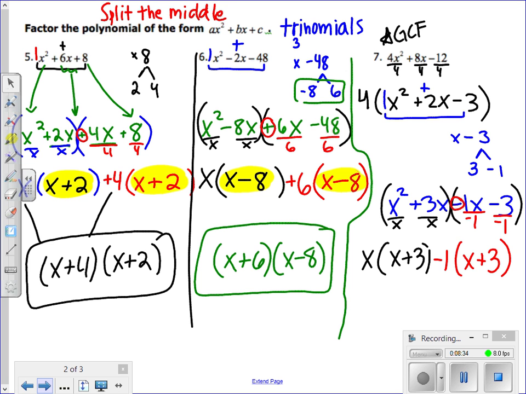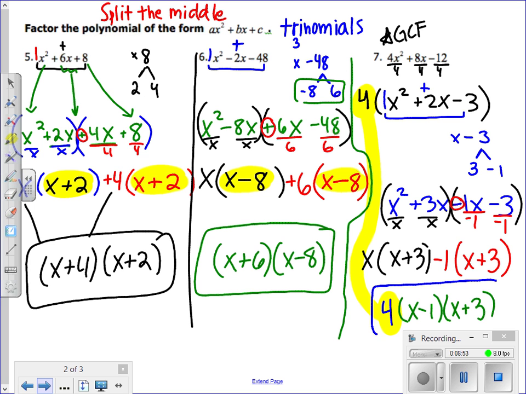Well, to write your final factored form, you take the x minus 1 times x plus 3, but you can't forget that we started with this 4 out in front. So I have to put that other GCF of 4 out in front, which then gives me a final factored form of 4 times x minus 1 times x plus 3. And that one's a little bit more involved, but it's nice to see one that's a little bit more challenging.